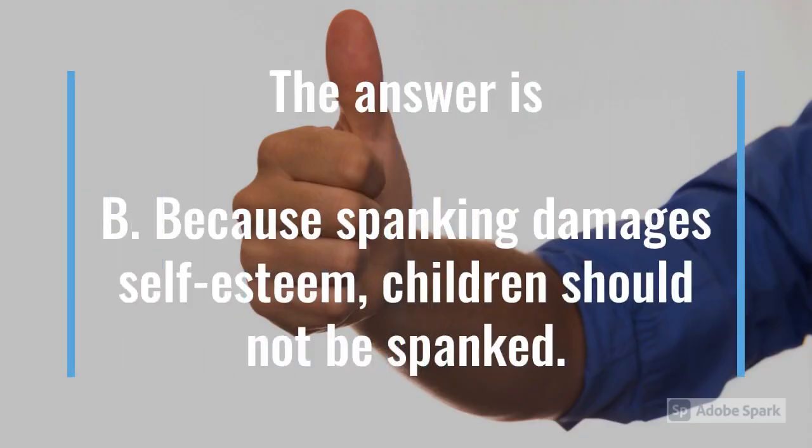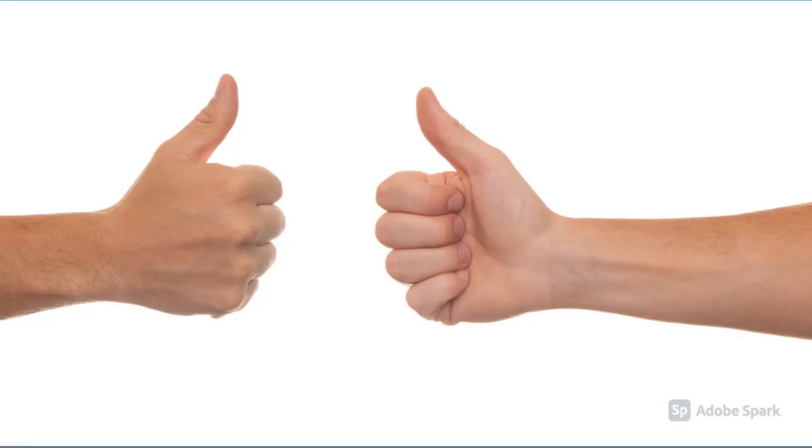Did you pick B? Because that's the correct answer. Even if you don't agree with this statement, it is still a thesis statement, and it is clear, it is arguable, and it is limited. The other one, sentence A, was an opinion. Sentence C was a question, and a question is not a thesis statement.